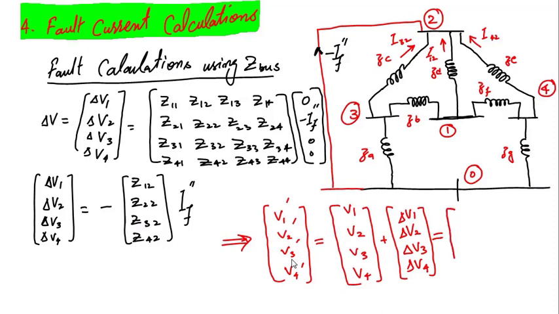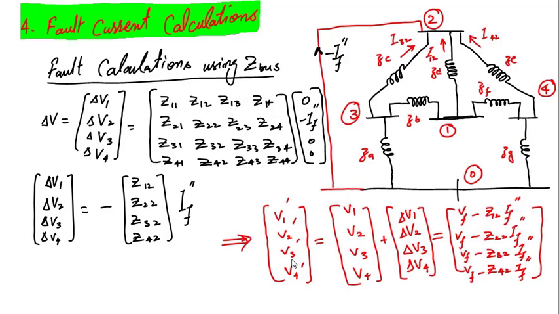So that change in voltage will be: V1 is equal to Vf minus Z12 IF double dash, V2 is Vf minus Z22 IF double dash, V3 is Vf minus Z32 IF double dash, and V4 is Vf minus Z42 IF double dash. So now we have the result for the values of the new voltages.